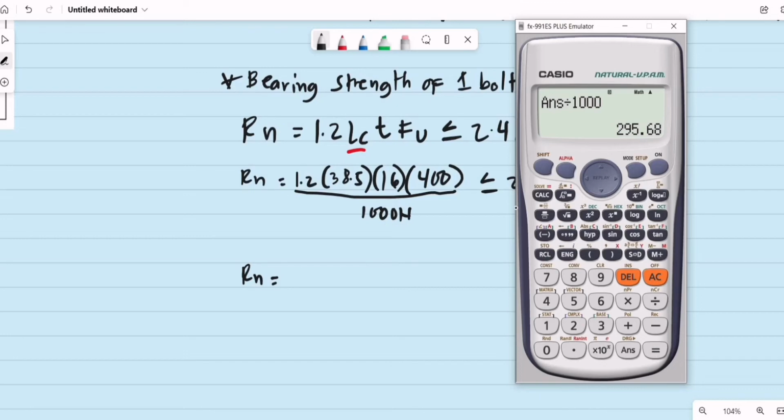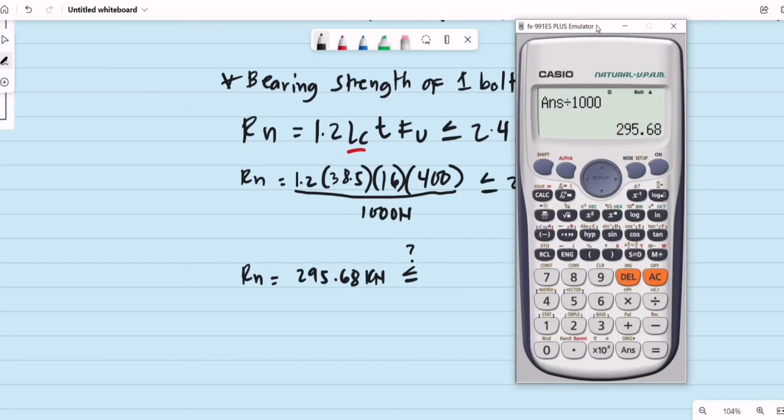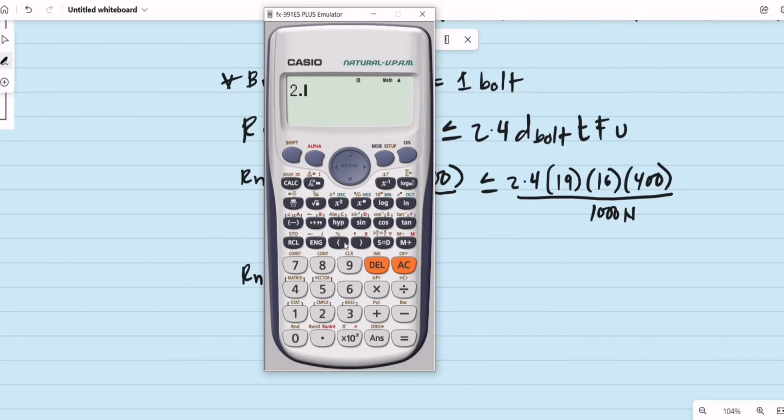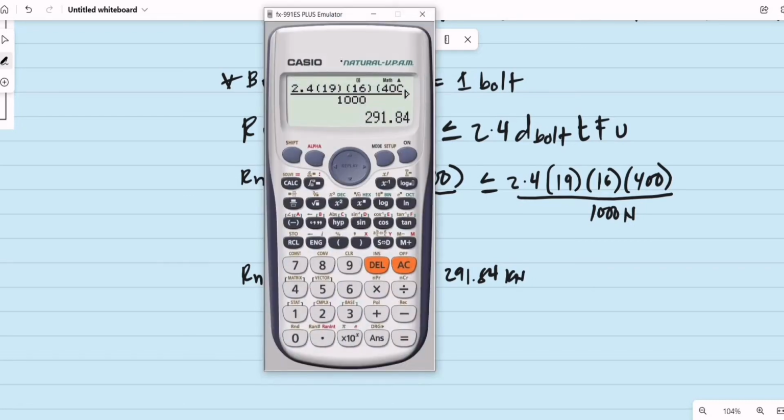This is 295.68 kilonewtons. And is it less than or equal to the value on the right side? This is 2.4 of 19 millimeters, then 16 mm by 400, and it should be divided by 1000. So this is 291.84 kilonewtons.